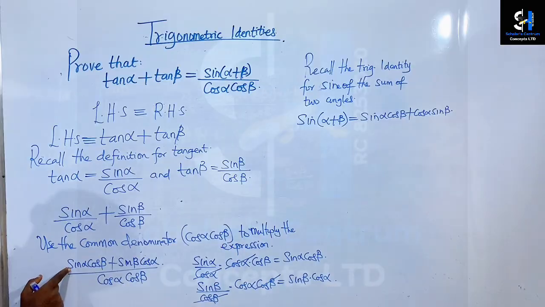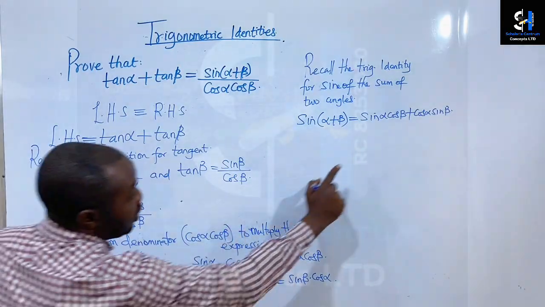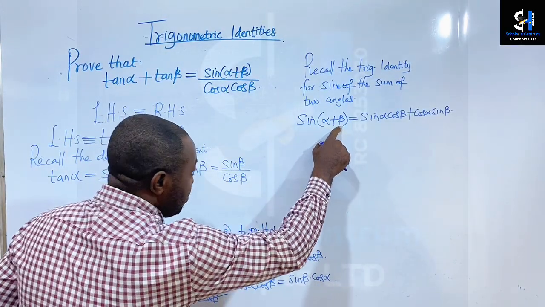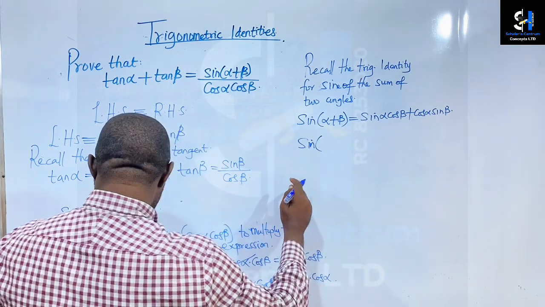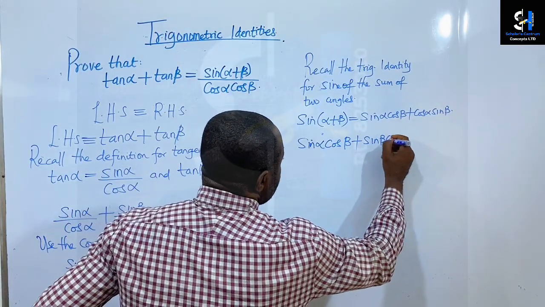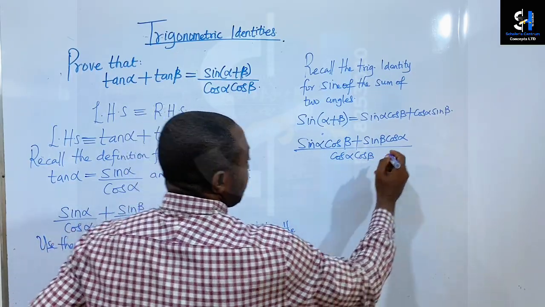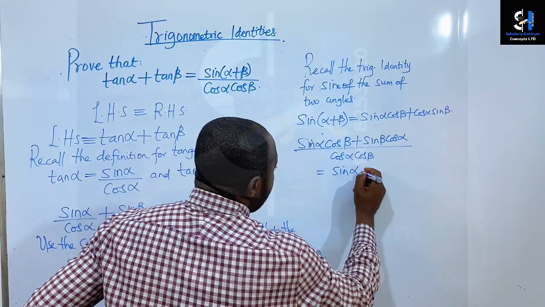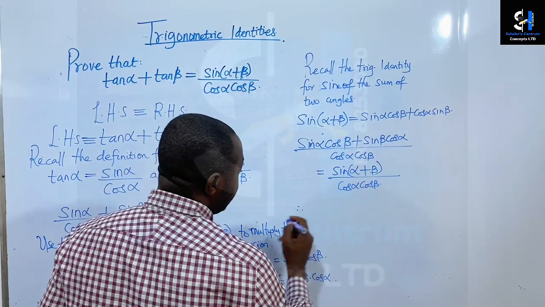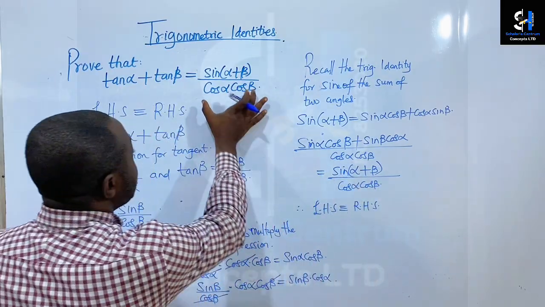Let's look at what we have here. We have sine alpha cos beta, which is the first part, then sine beta cos alpha. So we can write this as sine of alpha plus beta. So sine alpha cos beta plus sine beta cos alpha, all over cos alpha cos beta, will now be sine of alpha plus beta over cos alpha cos beta. Therefore the left hand side is equivalent to the right hand side, which is exactly what we have here.